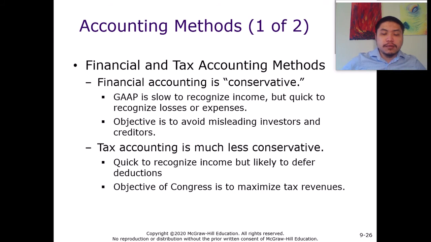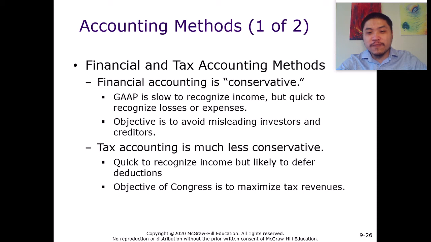And then on the other hand, as business owners, as managers of a business, you don't want to pay that much tax, right? So it is the incentive of the business managers to accelerate deductions and postpone recognition of income. So Congress and the IRS and the government, they don't want that. They don't want people to avoid paying tax. They want them to pay tax, so that's why they want to accelerate the recognition of income and defer the recognition of the deduction.